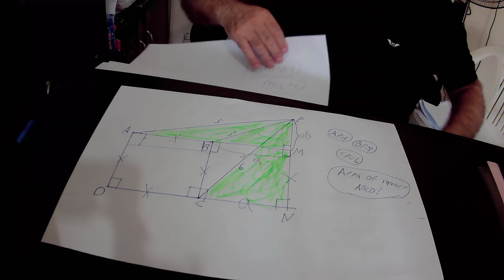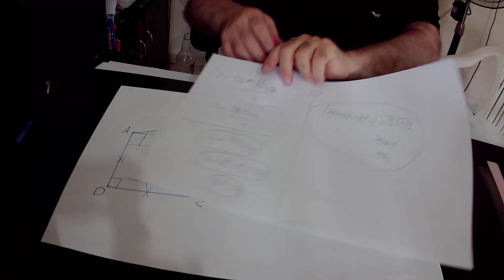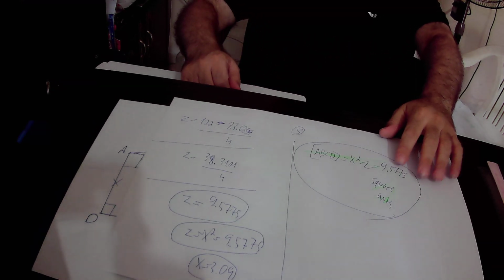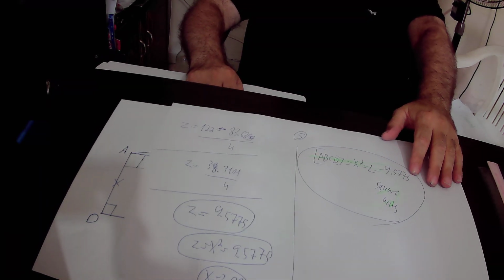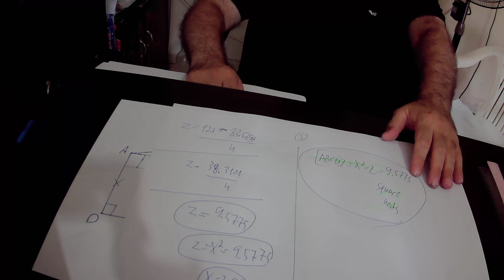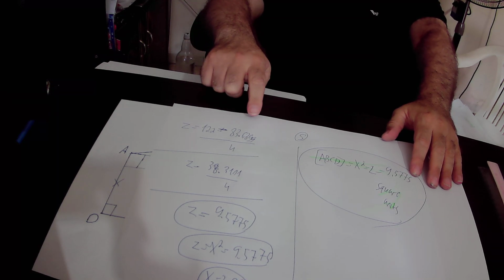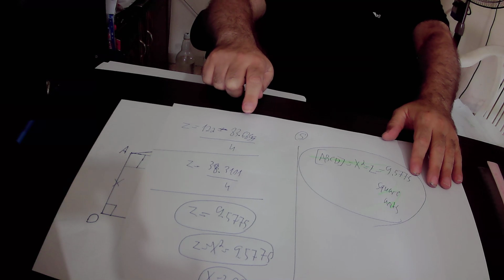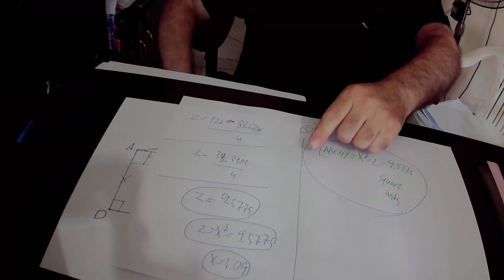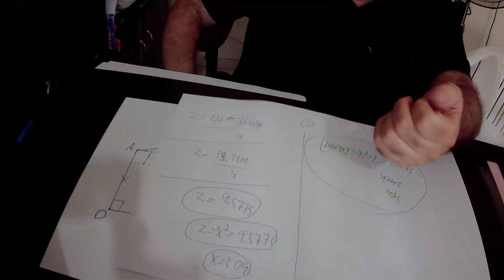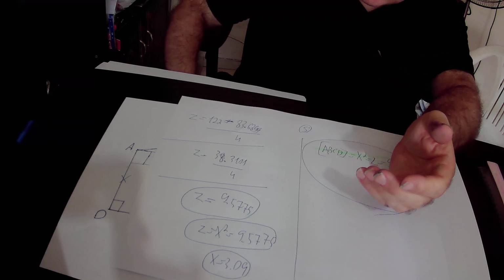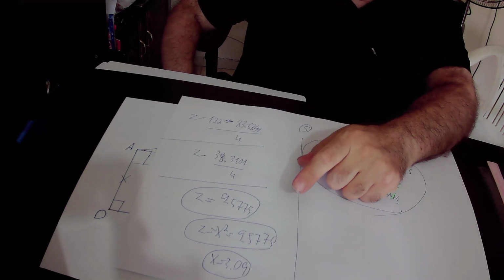the second solution only, that z equals 122 minus 83.6899 over 4. 122 minus 83.6899 is 33.3101, and if we divide it by 4, we get that z equals 9.5775. So z is x squared according to our definition, and we found that z equals 9.5775.